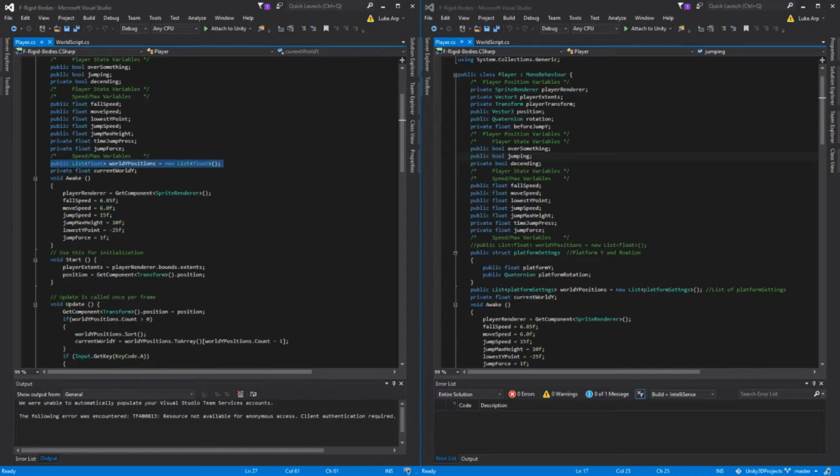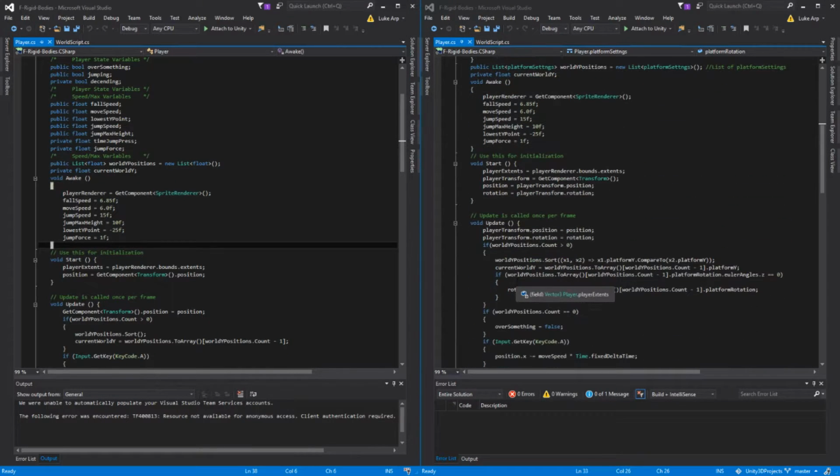I'm now getting a list of platform settings, which is a data type that I defined as a struct, and it contains the platform Y position, which is originally the only thing my world Y positions was holding, because originally when my player was over a sprite, that sprite would send it the Y position the player would have to land on. Well, now it's sending that as well as its quaternion. I don't know how to pronounce it. It's basically the rotation of the sprite. And we need this in order to rotate the player so it looks like it's landing on it flush.